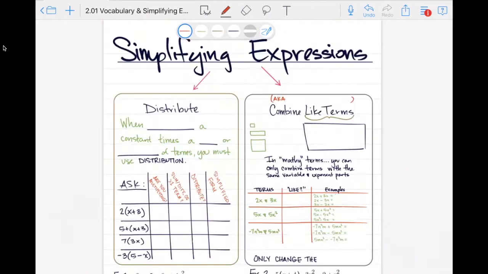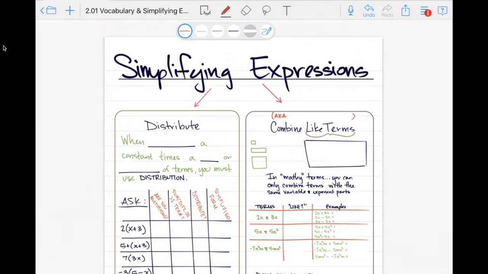So we're going to go on to what does it look like to simplify expressions. We talked about 2 different ways to simplify expressions. One is called distribution, or you can distribute, and the other one is called combining like terms.